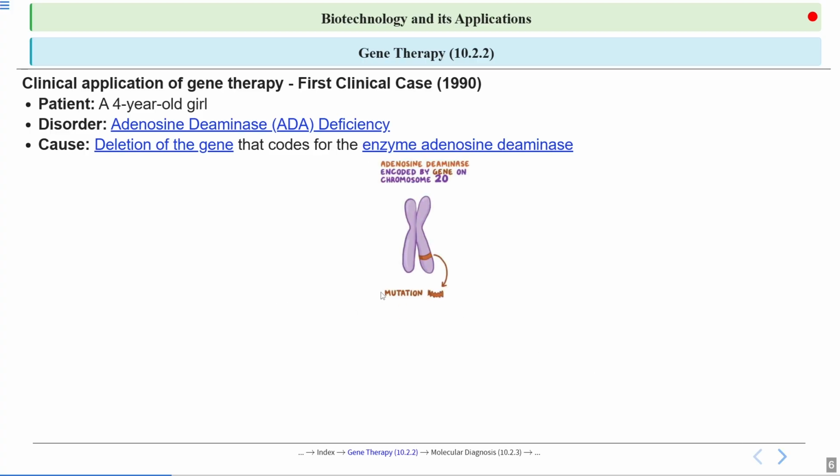So, this is what it looks like. Adenosine deaminase, this enzyme which is coded by the gene, that gene is present on chromosome number 20, but a patient suffering from adenosine deaminase deficiency has a mutation in which this gene has been deleted. This is the pictorial representation of the deletion of the gene which encodes the adenosine deaminase enzyme.